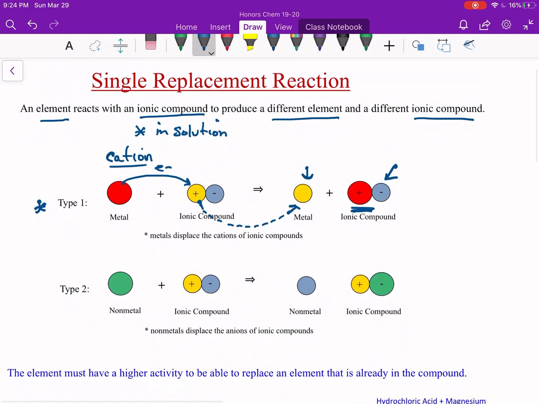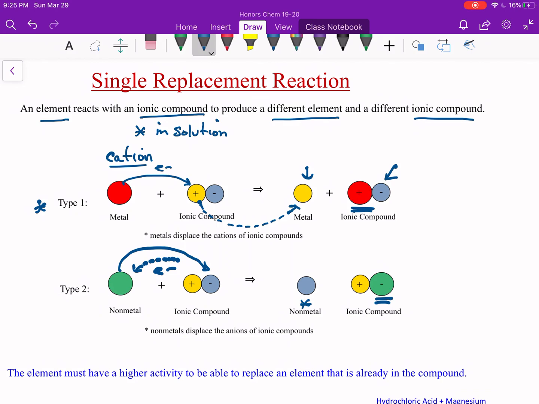Likewise, we can have the nonmetal come into play, right? So think fluorine. Fluorine, the most electronegative, really likes electrons. And so what it can do is come over here and basically take the electrons from another element, right? And when it takes that electron from the other element, that element just goes back to its elemental form, and now that element would become the anion and take part in the ionic compound.